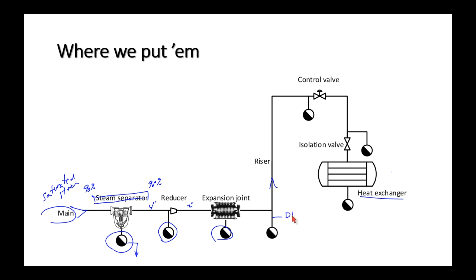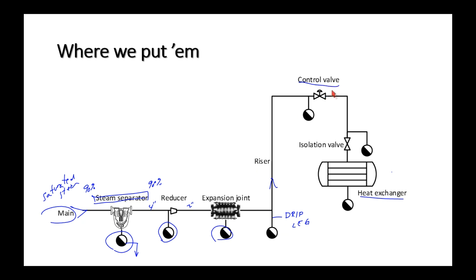have what's called a drip leg. And sometimes people call it a drip pocket. But at the base of the drip leg, at the base of a riser, we're going to have a steam trap.